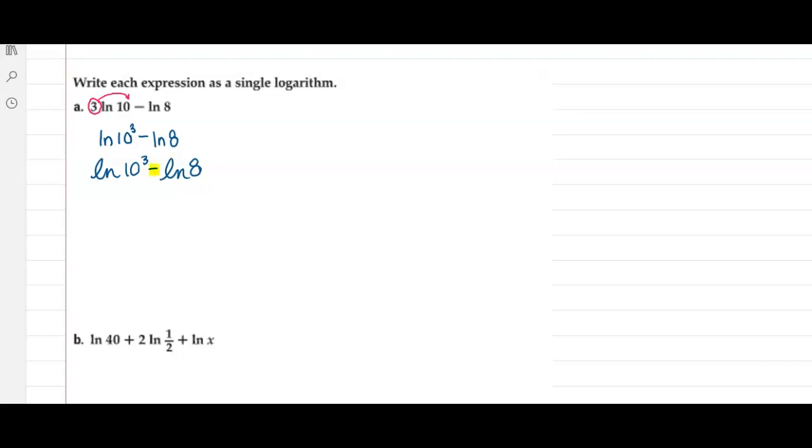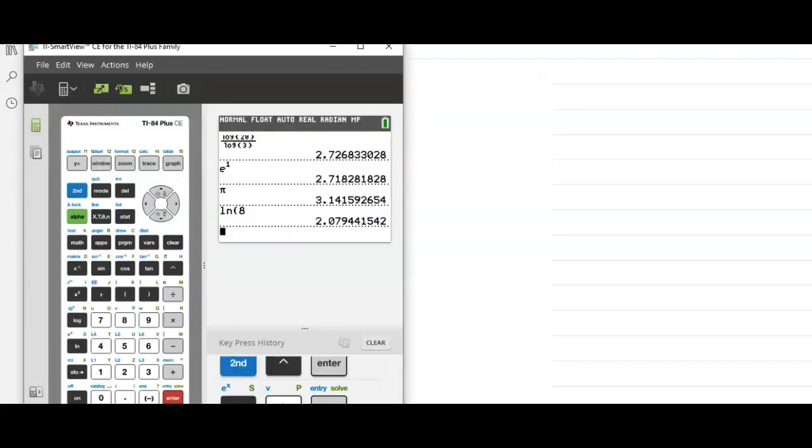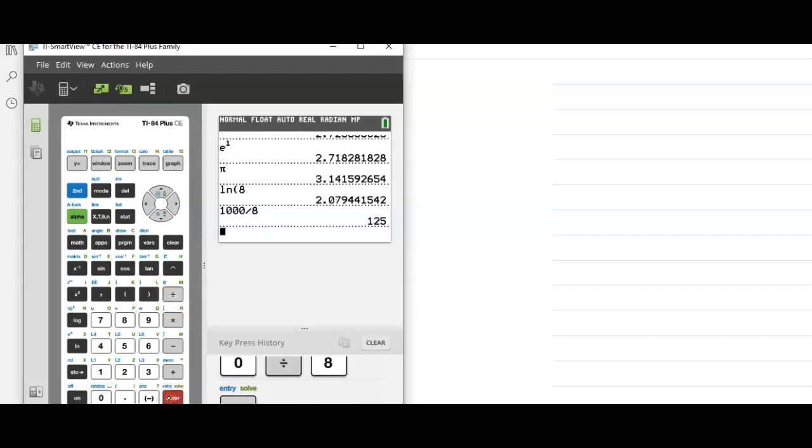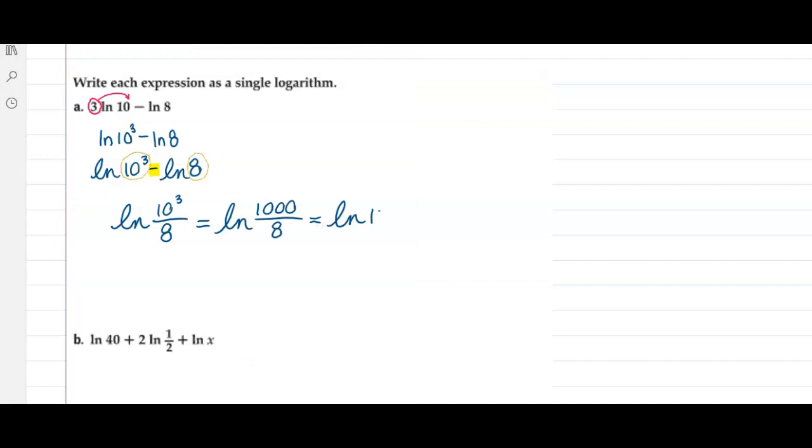Now, because I have subtraction, that means I can take these components and divide them and express them with one logarithm. 10 cubed over 8. Now I could clean that up a little bit more because 10 cubed is 1,000 divided by 8. And finally, let's use our calculator. What's 1,000 divided by 8? 125. This is my final answer.